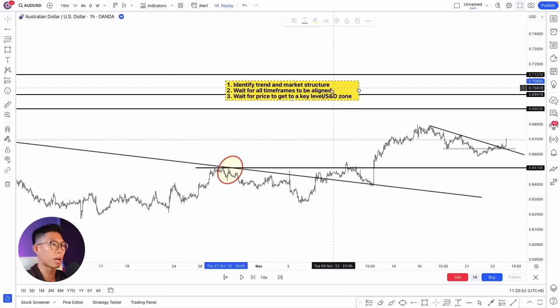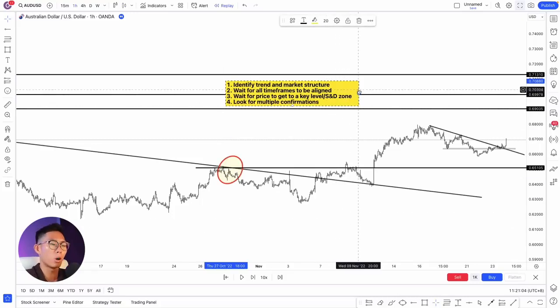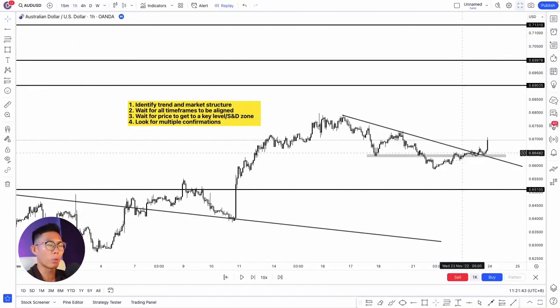What you can do is, after price gets to a key level, this is where you want to look for multiple confirmations, or what I like to call confluences. This multiple confirmation can come in the form of candlestick patterns, chart patterns, indicators, moving average crossover, Bollinger Bands, RSI, whatever indicator you like to use, and also things like trend lines and Fibonacci. All of these help give you additional confluence, additional confirmation for you to enter the trade. So once price gets to a key level, you want to look at what price is doing there and then get your multiple confirmations.